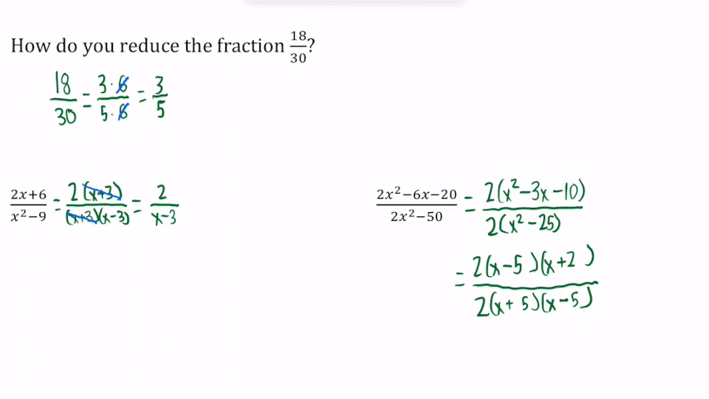And now looking at this, we can see we've got a couple of common factors. We have x minus 5 and x minus 5 on the top and the bottom. We also have 2 and 2 on the top and the bottom. So the simplified form of this fraction would be x plus 2 over x plus 5.